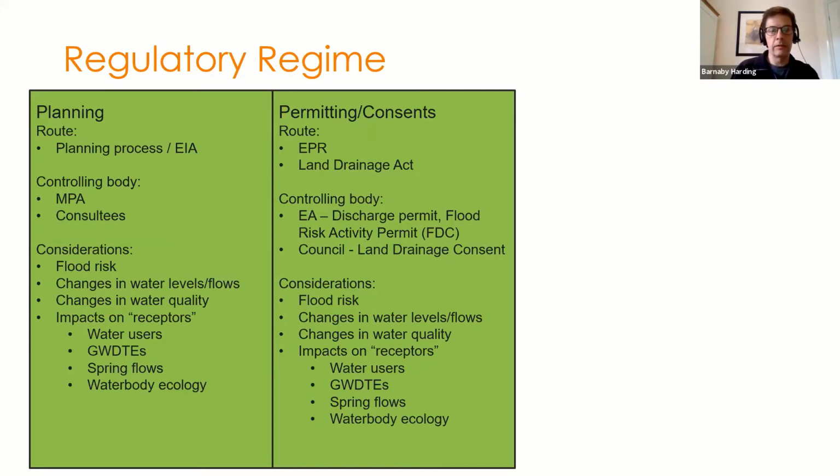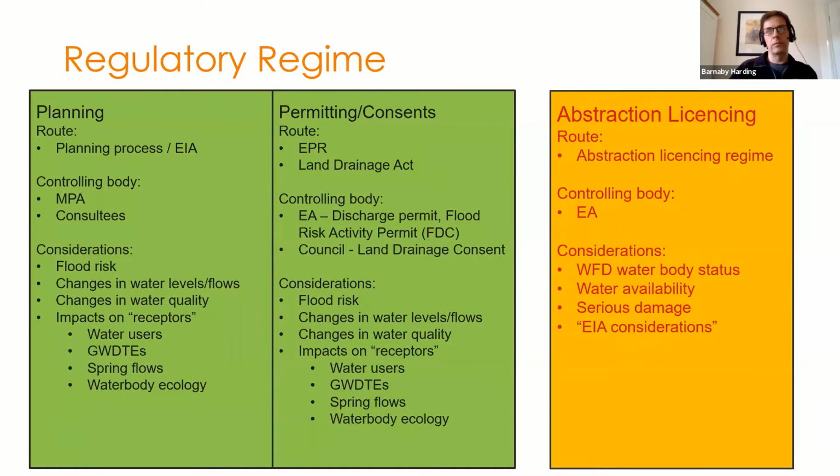And those are really looking at similar sorts of things, similar considerations. So, you know, flood risk, changes in water level, quality, flow, etc. But now we've got the need for abstraction licenses. We have to consider some new things, or at least things which have been perhaps a little bit in the background previously. What we're now looking at is the abstraction licensing regime going through the Environment Agency, and we're looking at things like the water body status under the Water Framework Directive. We're looking at water availability issues, and we're looking at serious environmental damage, as well as all the other EIA considerations in terms of impacts.